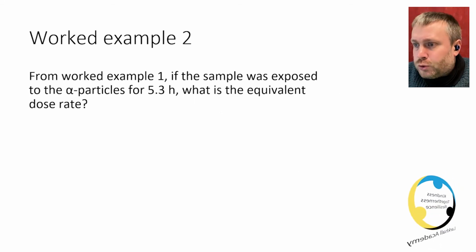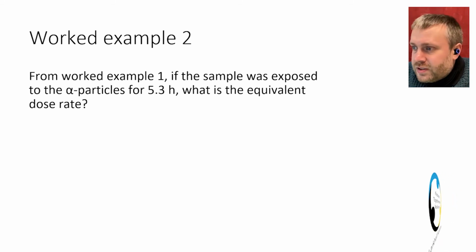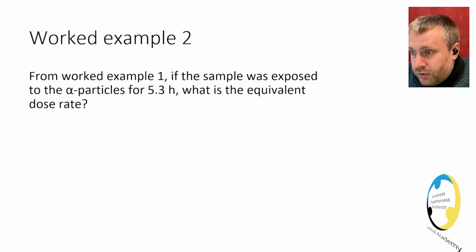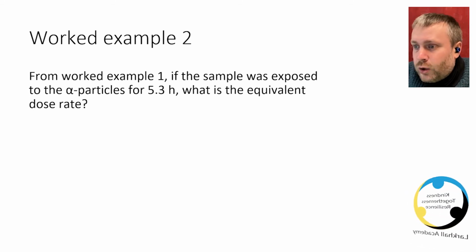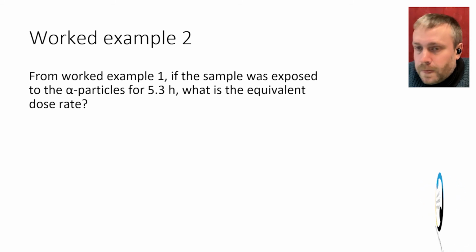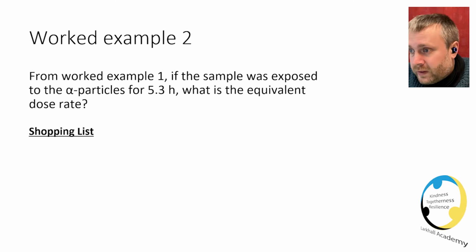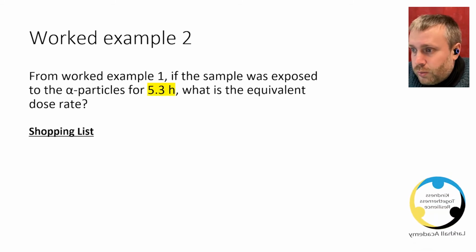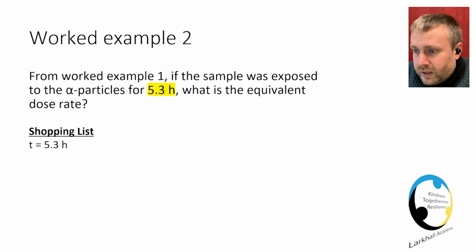So, worked example 2 then. Let's think back to worked example 1. If the sample, this is our tissue sample, was exposed to the alpha particles for 5.3 hours, what is the equivalent dose rate? As always, we start off with a shopping list, okay? So we're going to put down our shopping list. Let's have a look at our question and see what useful information is here. Well, we've got 5.3 hours, that's a time. So we can note that down.